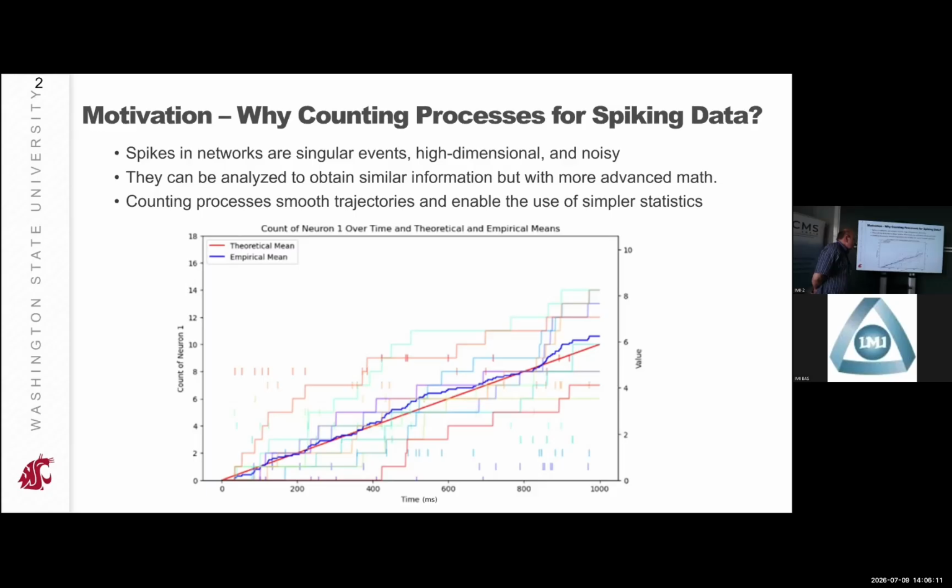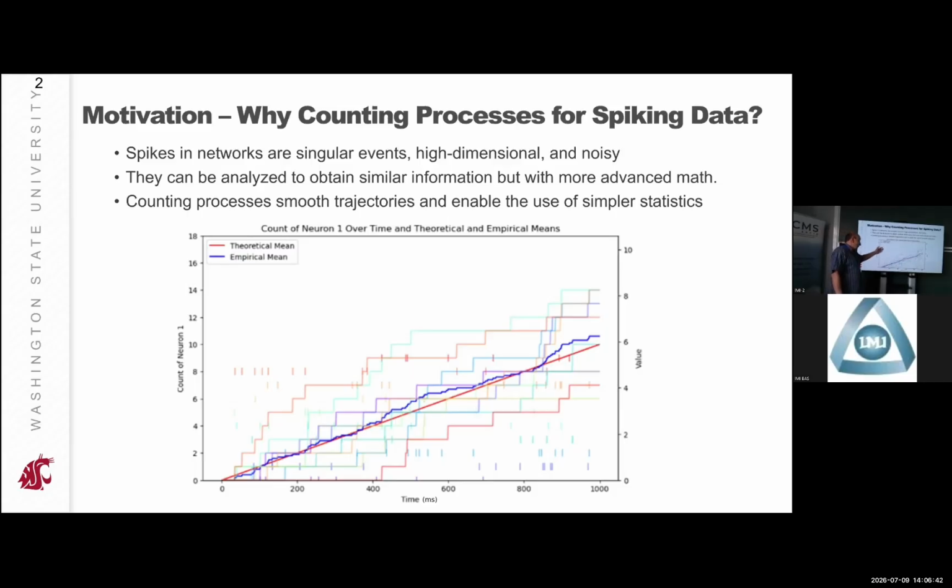We were looking for alternative representations, and in math we like bijection. If something is an exact representation, but may have some nicer properties, we may want to use that. And I want to claim that the counting process can be that. Spikes are often modeled as point processes, a mathematical tool that includes some idea of randomness. Counting processes are essentially the integral of a point process.